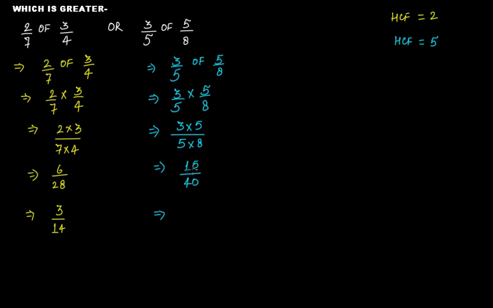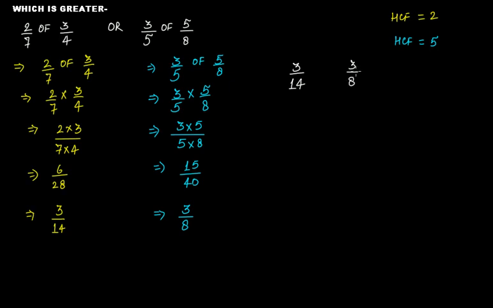So if we divide 15 by 5, what quotient you will get? You will get 3. And if you divide 40 by 5, what quotient you will get? You will get 8. Right? So 3 by 8 and 3 by 14, these are the simplest form and the lowest form for these two fractions. Now we have to compare these two. This is 3 by 14 and this is 3 by 8.